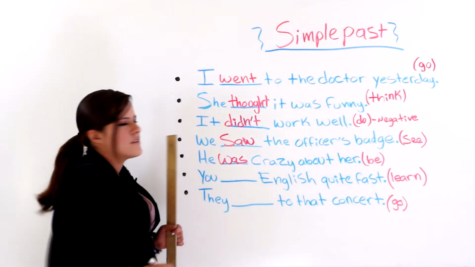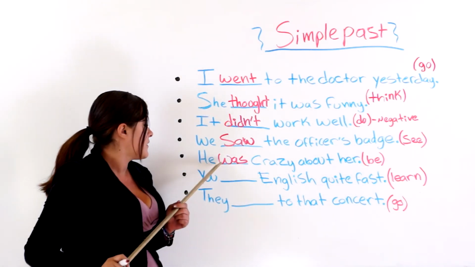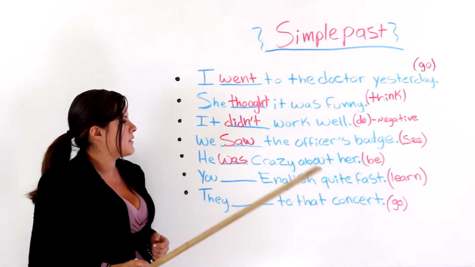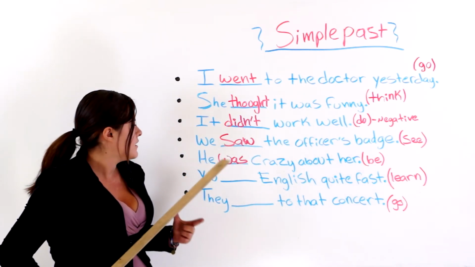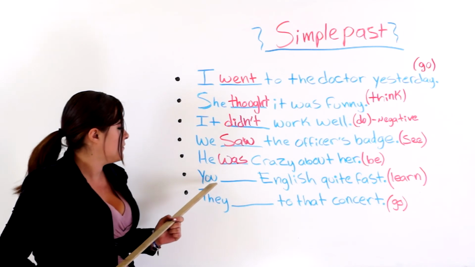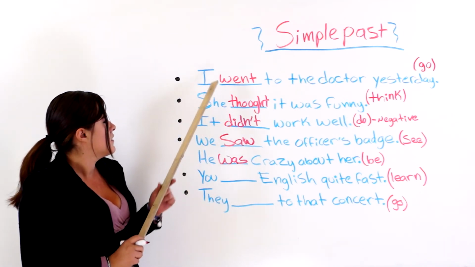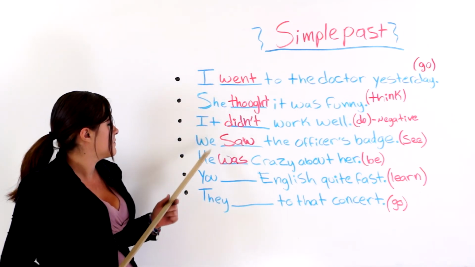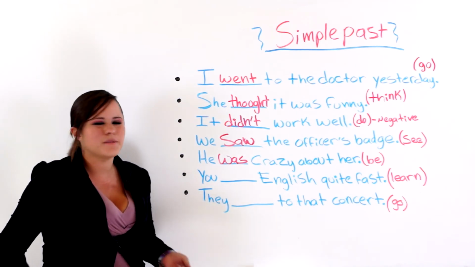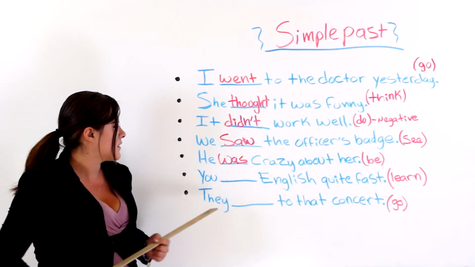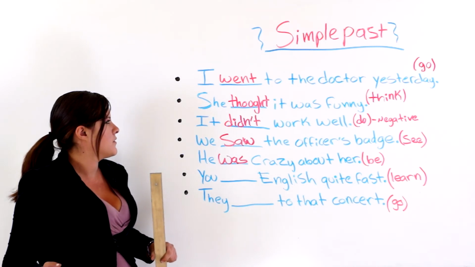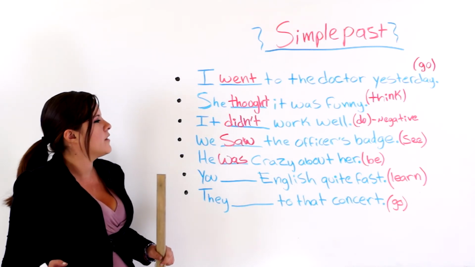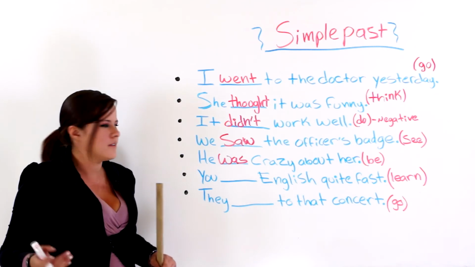What happens if we use "were" here? "He were crazy about her." That wouldn't be correct, right? Because "were" is only for "you." You were, they were, and that's it. We were, you were, and they were, okay? With first or third person singular, you're supposed to put "was." I was, he was, she was, it was, okay?